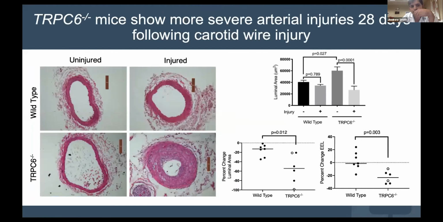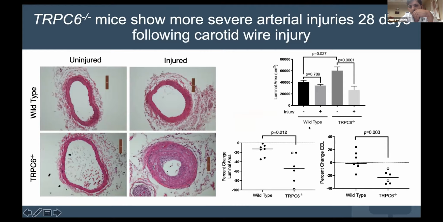To assess the effects of TRPC6 on arterial healing after vascular intervention, we implemented the carotid wire model of arterial injury. Here, wild type and TRPC6 knockout mice were subjected to carotid wire injury and euthanized at 28 days. The injured and uninjured common carotids were then evaluated by H&E staining. What one can see histopathologically is that TRPC6 knockout mice demonstrate much more severe injury phenotypes compared to wild type mice, with luminal stenosis and the accumulation of loose granular tissue, or true neointimal hyperplasia.